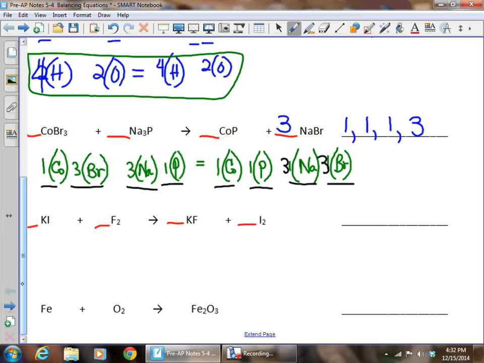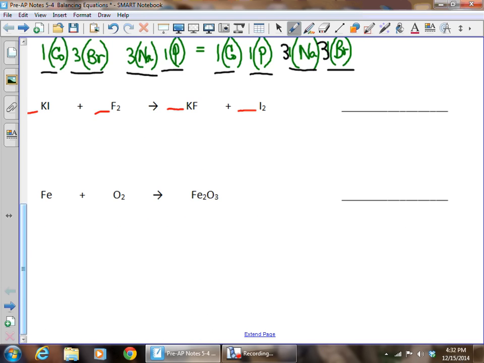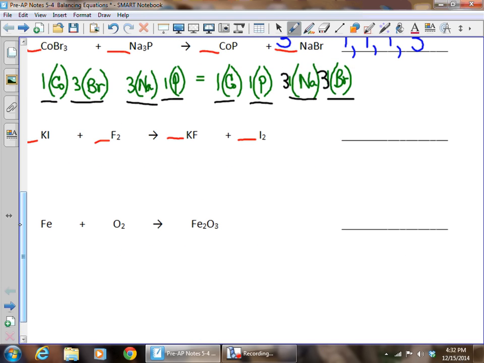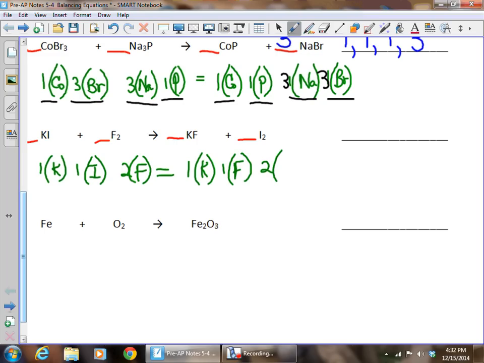So now I'm going to move this up. Let's go on to the next couple. See if you can do the next one yourself real quick. Pause it and see if you can figure out how to balance this equation. So if you look at this, hopefully you did that. Right now we've got 1 potassium and 1 iodine and 2 fluorines. And on the other side, we've got 1 potassium, 1 fluorine, and 2 iodines.